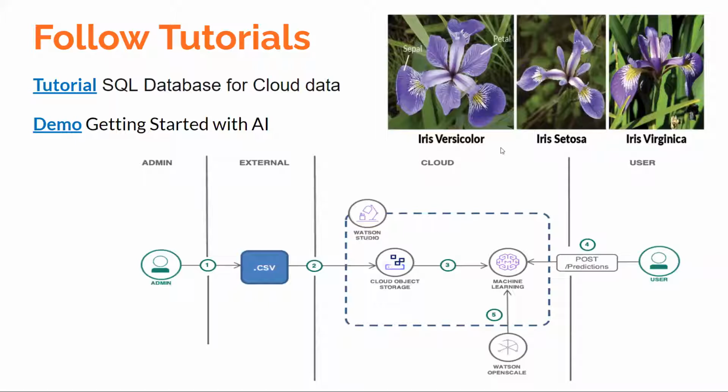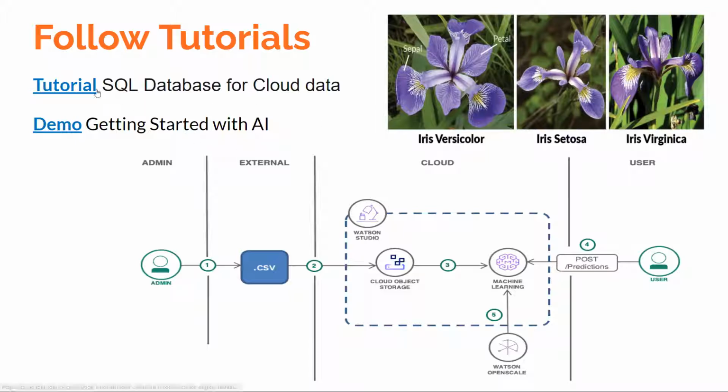And probably you've heard of this classification. It's a very classic classification problem that, based on several features of these flowers, can classify which type of flower that is. And if you follow this tutorial, we'll show you how to use a SQL database and how to use machine learning to do this classification.